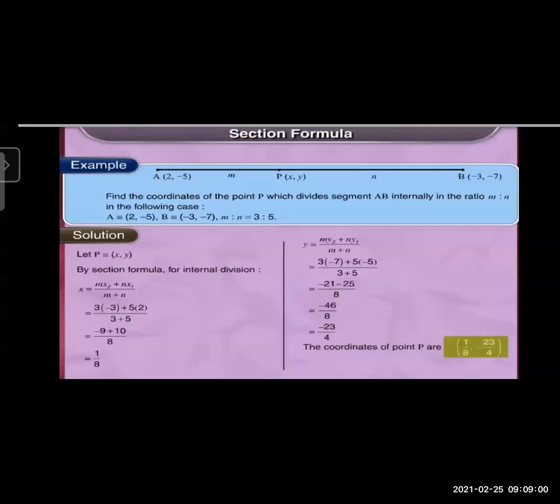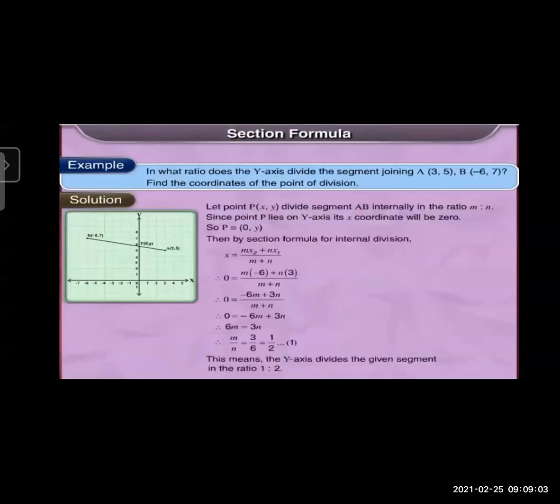Okay. Now next question. In what ratio does the y-axis divide the segment joining A(3, 5) and B(-6, 7)? Find the coordinates of the point of division. See in the figure, we have 2 points A and B. When we join these points, we get a line segment. But the question is in what ratio does this y-axis divide the line segment?